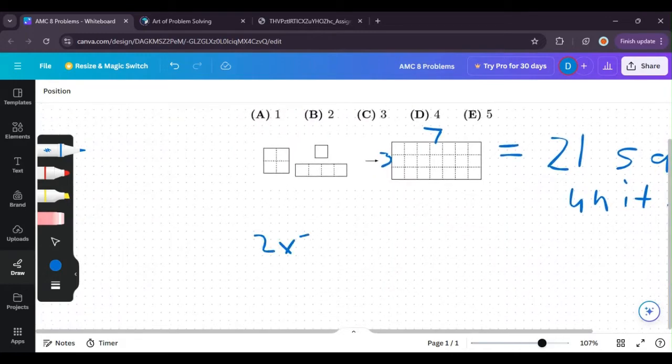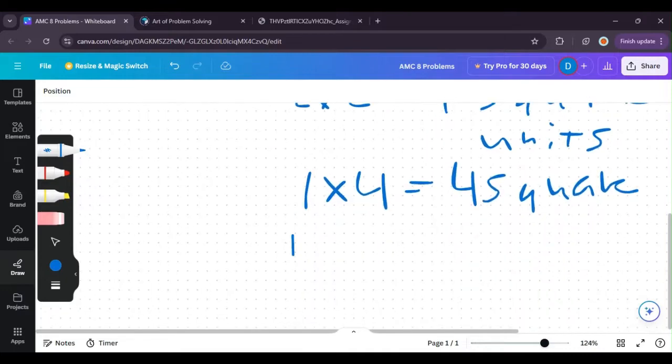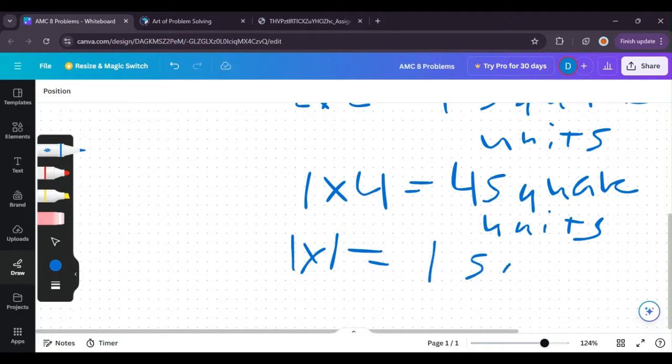2x2 covers 4 square units. 1x4 also covers a total of 4 square units, and 1x1 covers a total of 1 square unit.